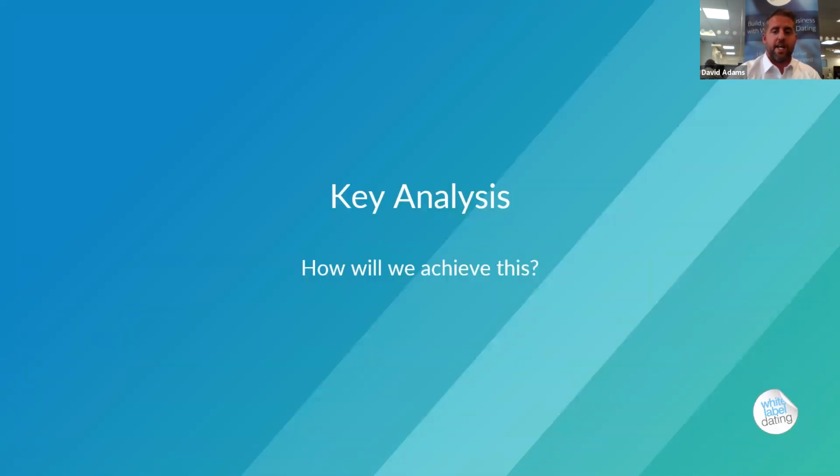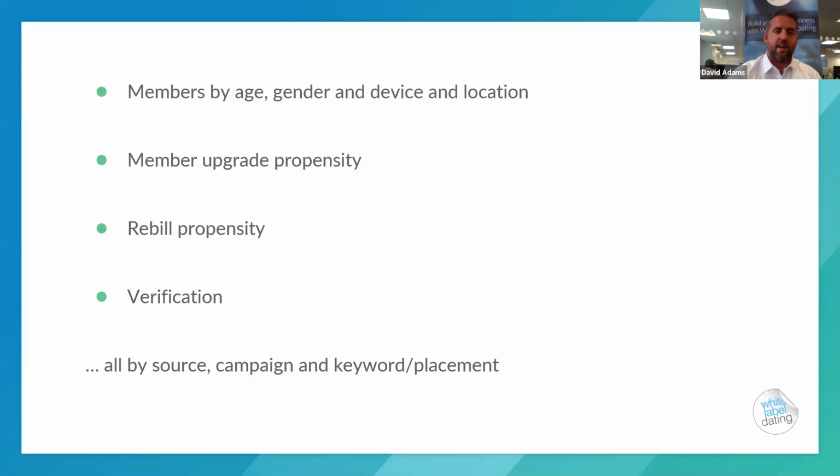So when looking at key analysis, how we achieve this, we're going to be looking at members by age, gender, device and location. We'll look at the member upgrade propensity by all of those characteristics and demographics. We'll look at the rebuild propensity, again, by all of those demographics, and verification as well, all by source, campaign, and keyword and placement. So there's a lot we're going to go over today.